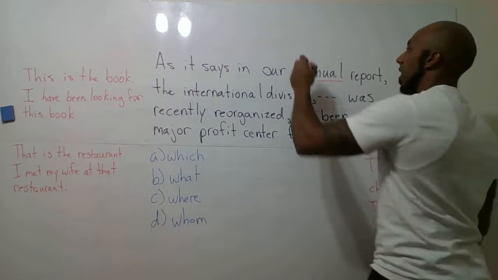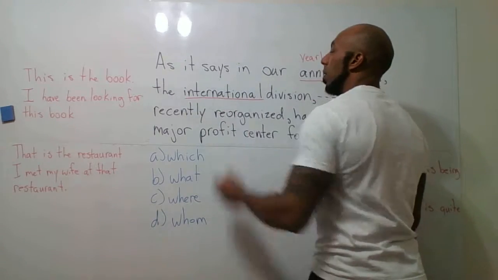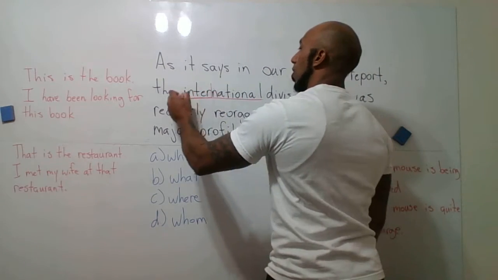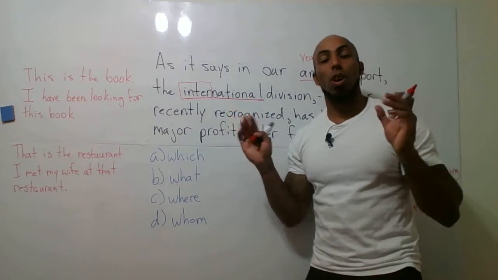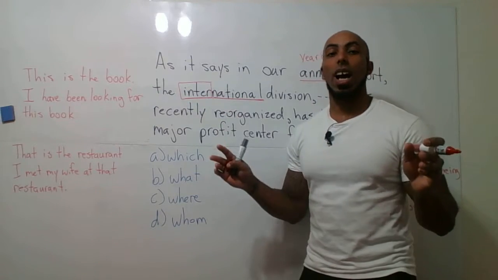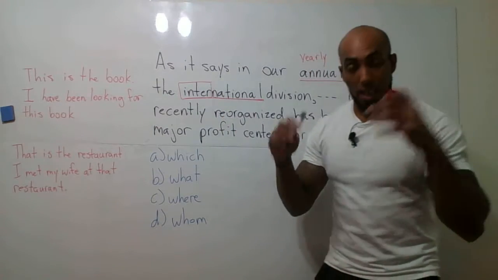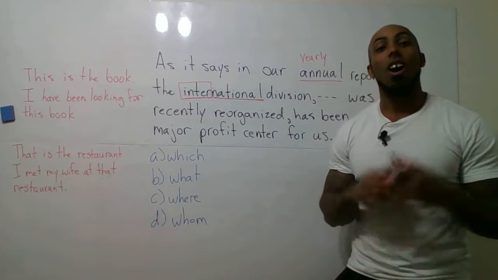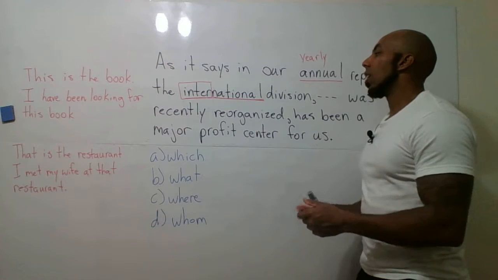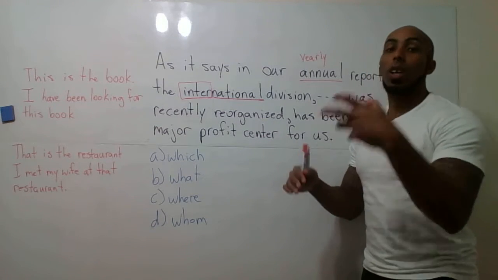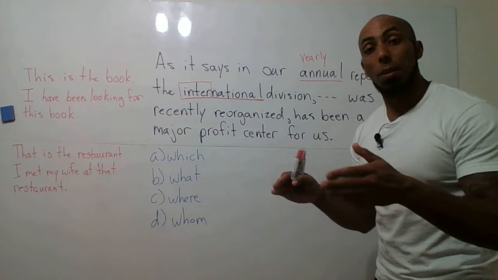Annual means yearly, by the year. International means inter and national. National, or nation, is one country. Inter means outside. International division would mean a division dealing with its own nation and nations outside of itself. A division is just a part. Reorganize is to organize again, to put things in a certain place once again, the place that they belong.